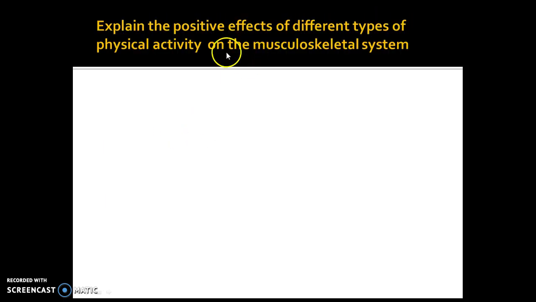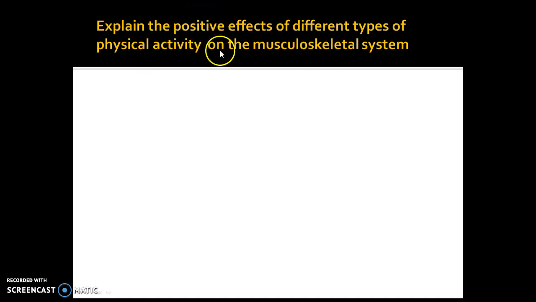So next question then. Explain the positive effects of different types of physical activity on the musculoskeletal system. This is most likely to be as a 10-mark question, but if it did come up like this just on its own, this is the type of stuff you would need to talk about. So the first thing we're looking at here, musculoskeletal system, and the thing we're looking for is the positive. It could be critically evaluated.